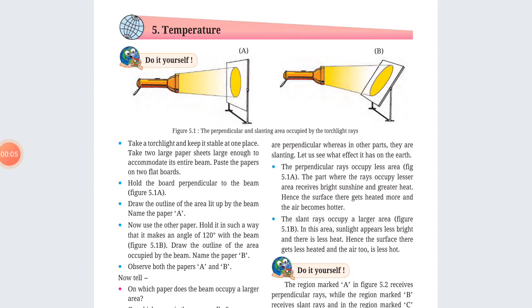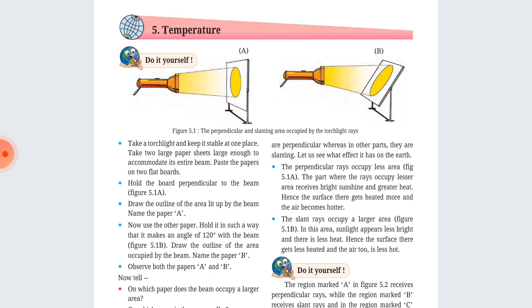Today we are going to learn a new chapter called temperature. There is a figure: the perpendicular and slanting area occupied by torch light ray. Take a torch light and keep it stable at one place.